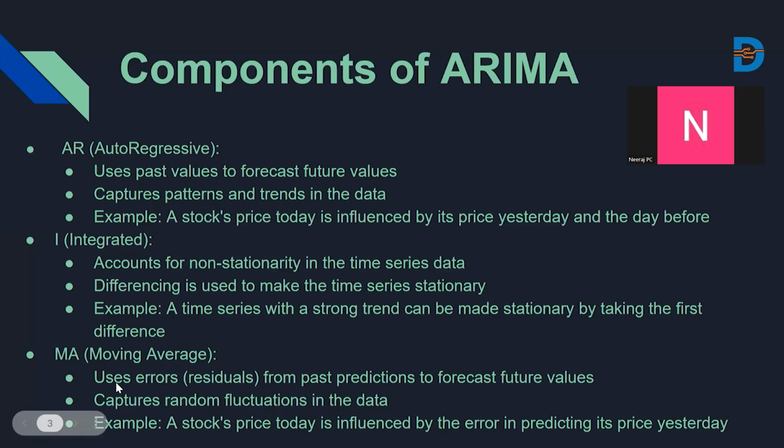Moving average uses errors from past predictions to forecast future values. We call these errors residuals. It captures the random fluctuations in the data. And today's stock price prediction is influenced by the error in predicting its price yesterday.